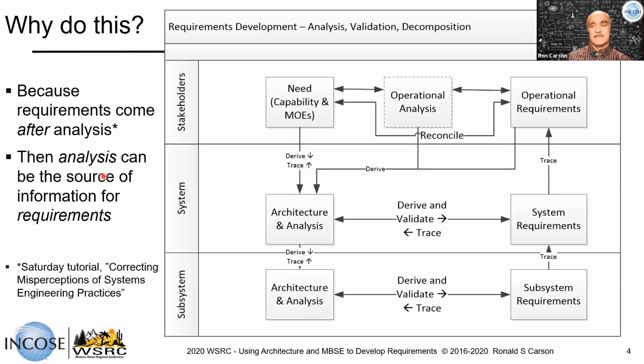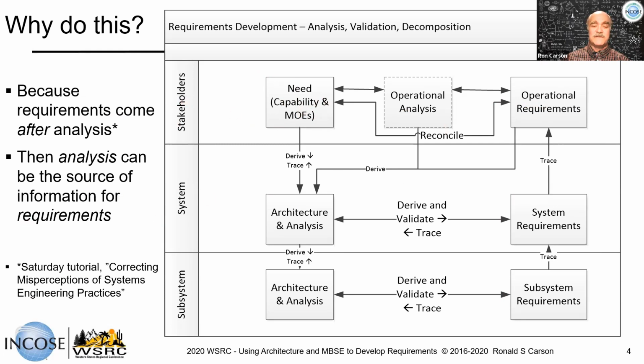So why do we want to do this? Well, we should do this because requirements should come after the analysis. It should not be the case that we simply write requirements and devolve into requirements at multiple levels. Rather, we should be analyzing from various stakeholders what the needs are, what the specific capabilities and solution characteristics must be, and the measures of effectiveness, that's what I mean by MOE, with some analysis, and then derive requirements, and then drill down from the stakeholder level to the system level.